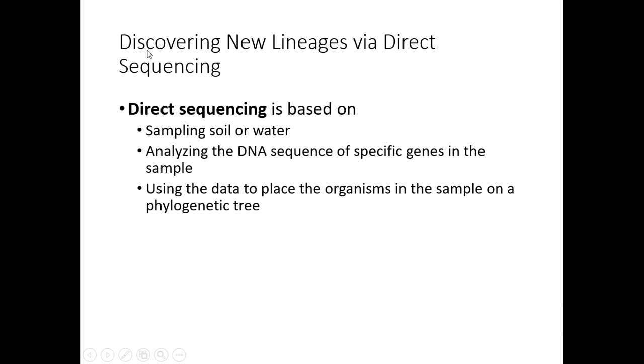We can also look at direct sequencing, looking at specific DNA sequences in a protist or a eukaryote. By sampling the soil or the water, we can see DNA sequences of the genes in a sample and use the data to place the organisms on a phylogenetic tree. Again, these are all ways to study eukaryotes, and protists specifically.